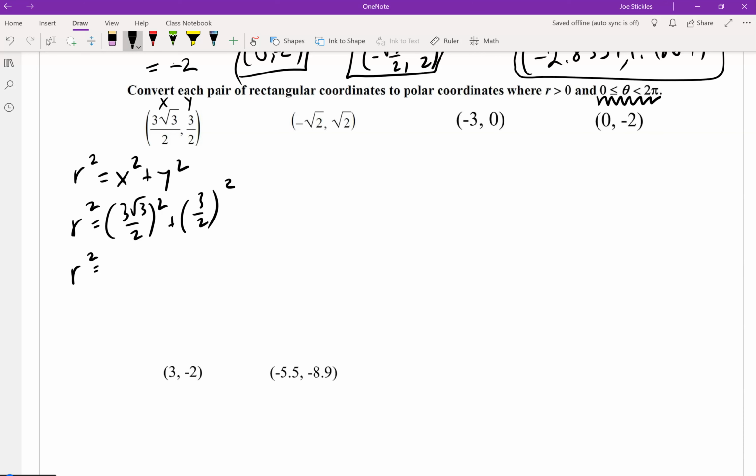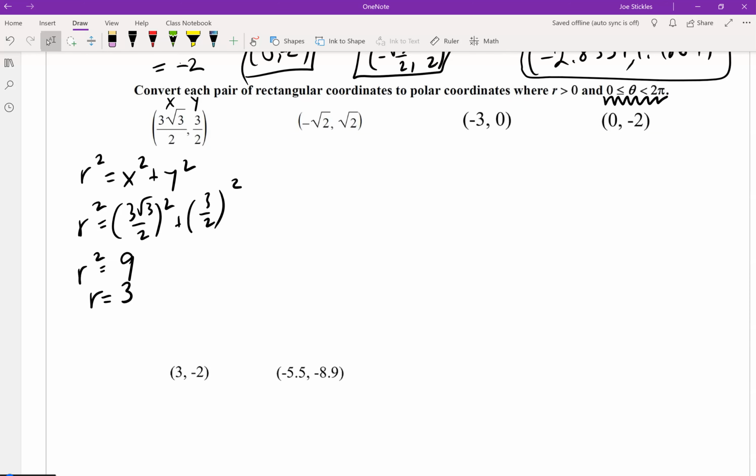3 squared is 9. Root 3 squared is 3. 9 times 3 is 27. So this is 27 over 4, and this is 9 over 4. So you get 36 over 4, or 9. Simplify. r is 3. We don't need to worry about the plus or minus here, because the problem says use r greater than 0. So I don't use the minus part. I just use the plus part.